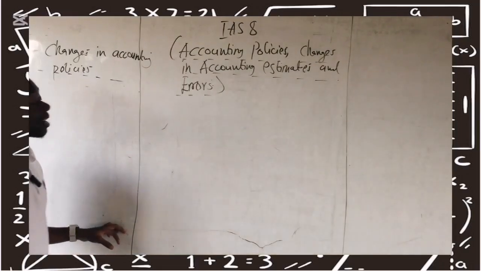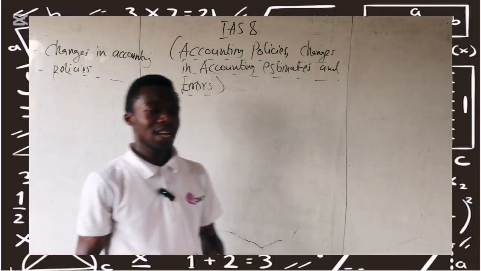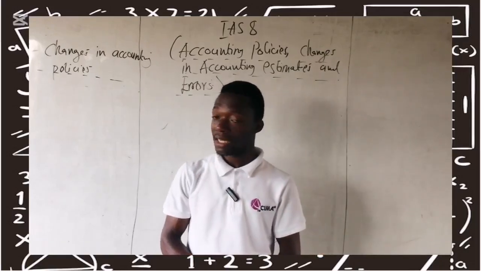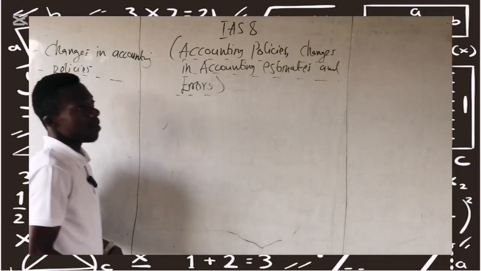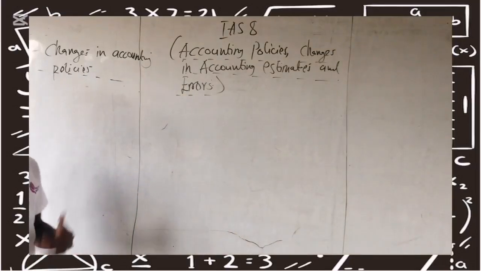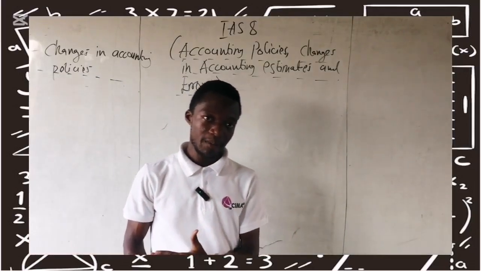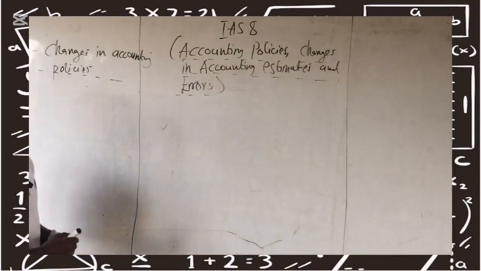Let's talk about changes in accounting policy. So an entity has adopted an accounting policy and selected it to use for the preparation of the financial statement. What if there is a change in accounting policy? We are saying that once an accounting policy is adopted, an entity will have to use it consistently over time. But changes come with exceptions.